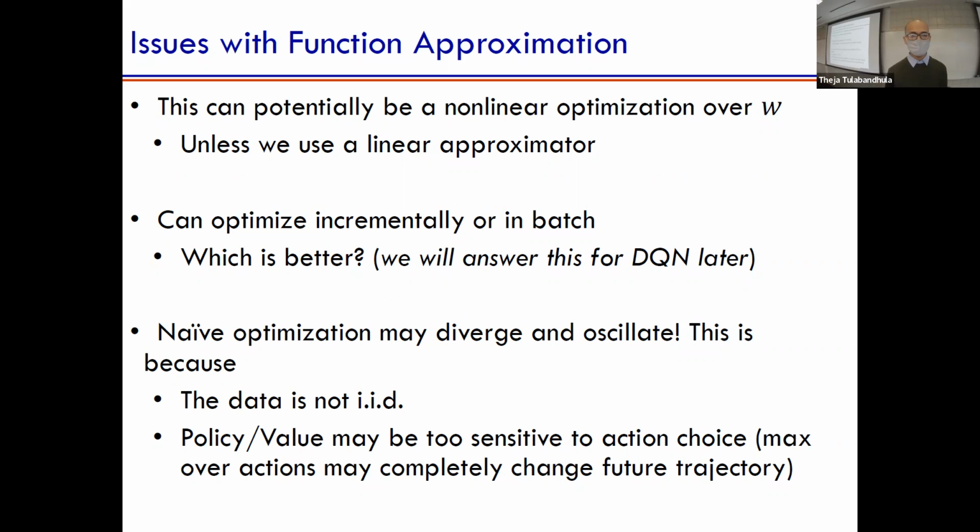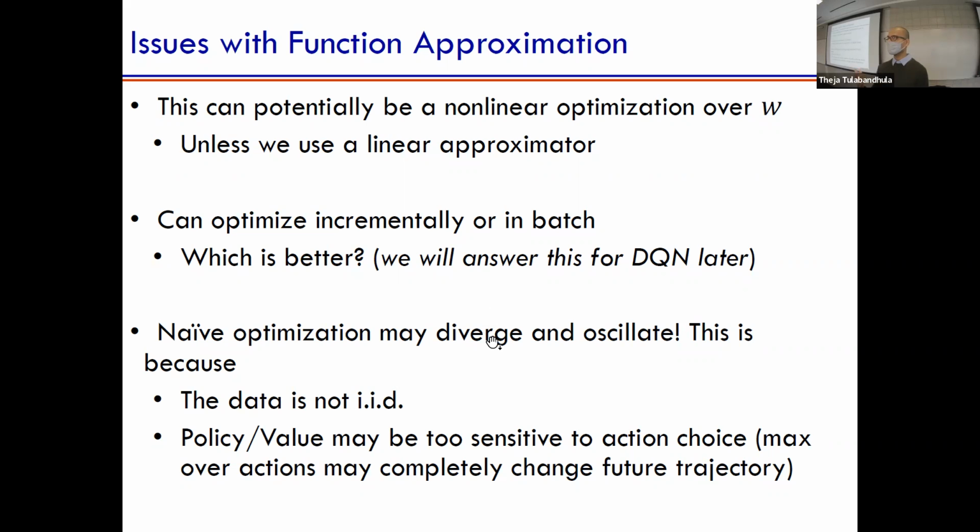in general, there could be an issue, in contrast to supervised learning. In supervised learning, data is IID. Here, the data is not IID. Remember, you are taking an action in a certain state. The next state depends on what action you took in a particular state. So that way, the data is not IID, and that can cause a lot of issues with optimization.